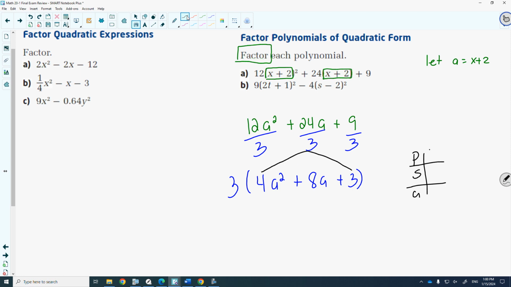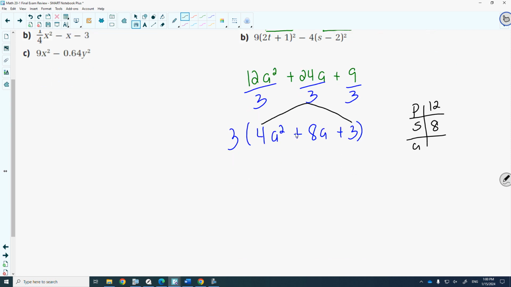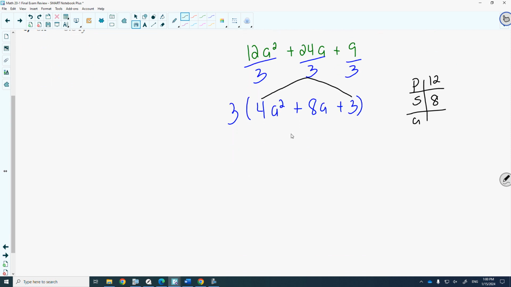You're looking for two numbers that multiply to 12 and sum to 8. Ailey, what would my two numbers be? Two numbers that multiply to 12 are 2 and 6. It's decomp. The first number is a 4. I'm going to put the 2 next to it. So how do you decompose 8a? It's 2a plus 6a. Bring down your plus 3 and your 4a squared.